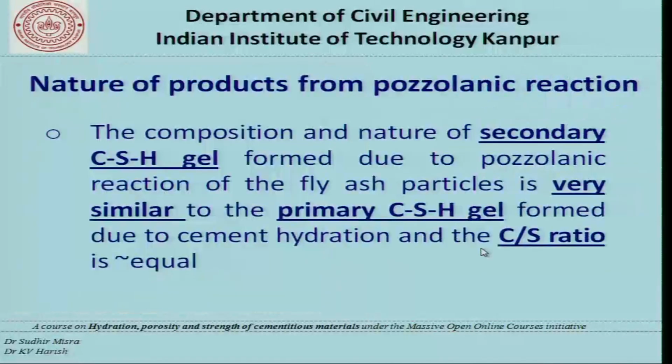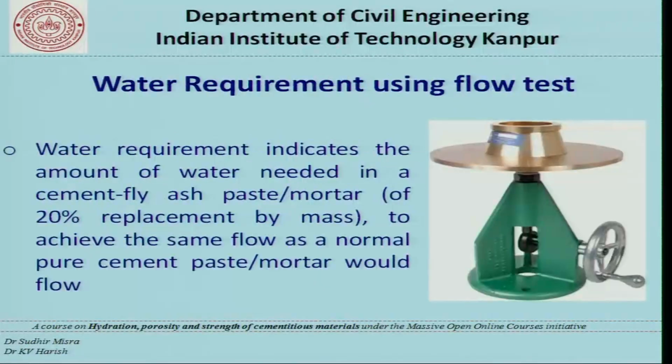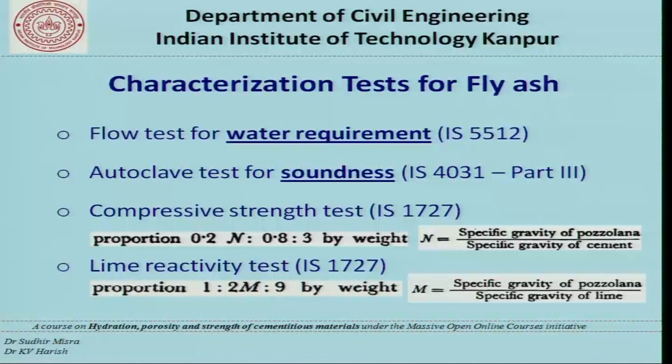So, this is about physical requirements. What we have covered in the last few slides is the characterization test for fly ash. Primarily, we have the water requirement and soundness test. Remember that the water requirement is done on paste or mortars. Soundness test is done again on paste specimens. Compressive strength test is primarily done on mortars, and lime reactivity is also done on mortars. When you do these characterization tests, this will give some idea about whether the available fly ash, or the tested fly ash, can provide the desired properties required to be used as a pozzolan in cementitious material.